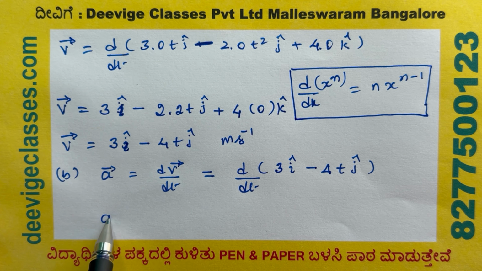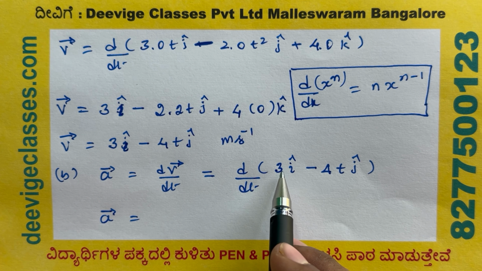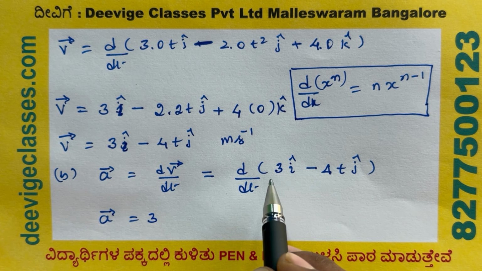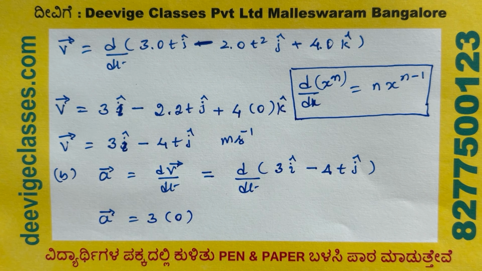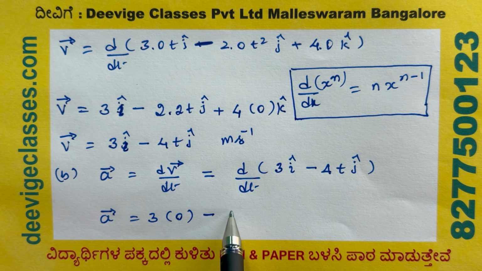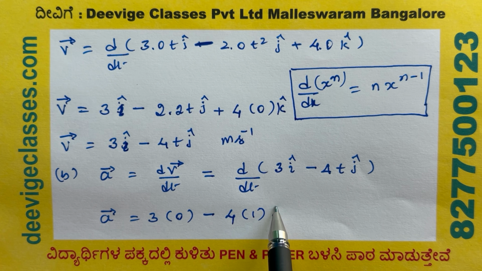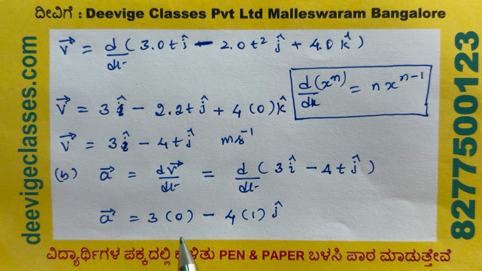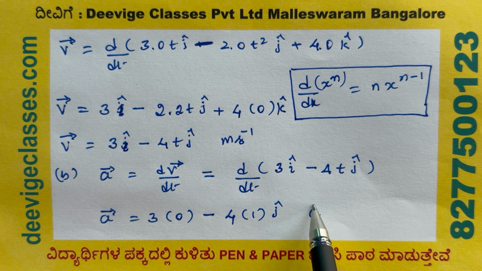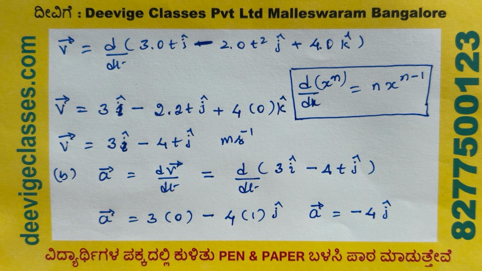So then vector a is equal to differentiation of 3 with respect to t, it's 0. So 3 into 0 minus 4 is a constant. Differentiation of t with respect to t is 1. Then 1 into j cap. So 3 into 0 is how much? 0. Then vector a is equal to minus 4 j cap.